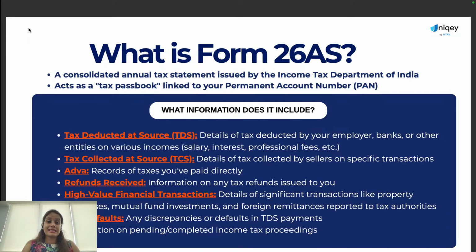If there are any discrepancies or defaults in TDS payments, those will also be mentioned in 26AS. And any other information which is pending or completed for the income tax proceedings will also be mentioned in 26AS. So this is basically a picture about 26AS, what the things included in it are. It is mostly related to the tax which has been deducted by any person or entity on our income.